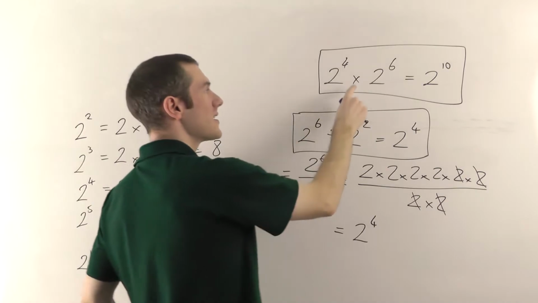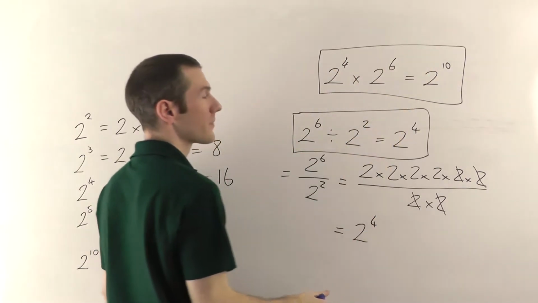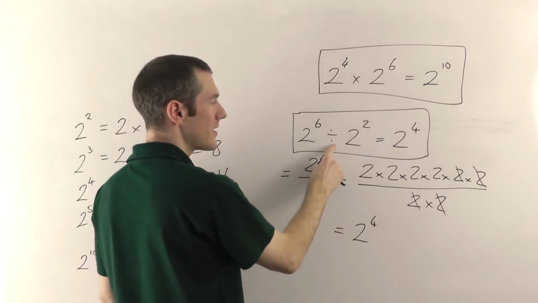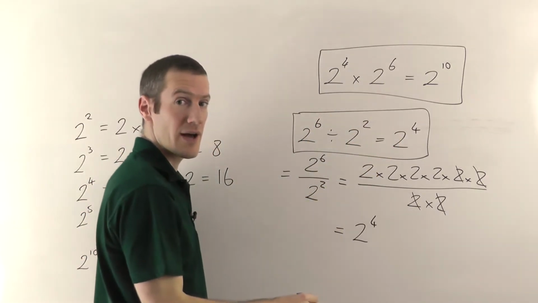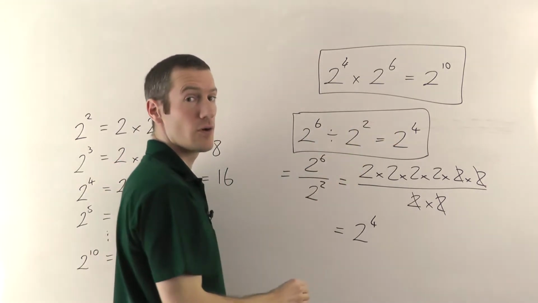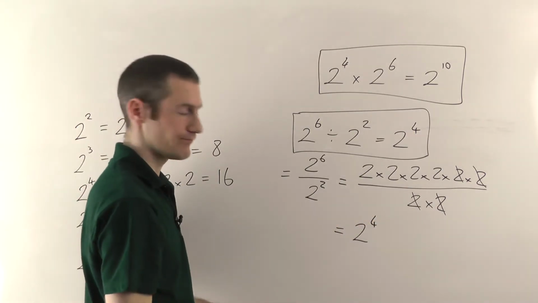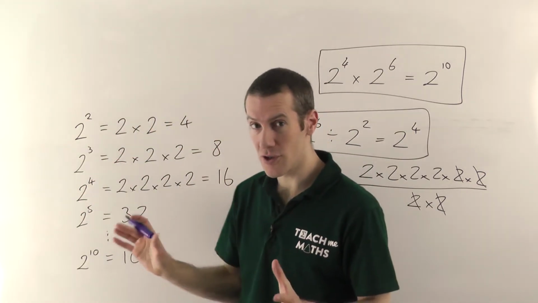So first law of indices, when you're multiplying and the base numbers are the same, you add the indices. You add the powers. If you're dividing, and again the base numbers must be the same, then you subtract the powers. It's always the first one minus the second one. 6 minus 2 gives you 4. And that's why. Alright, so those are our first 2 laws of indices.